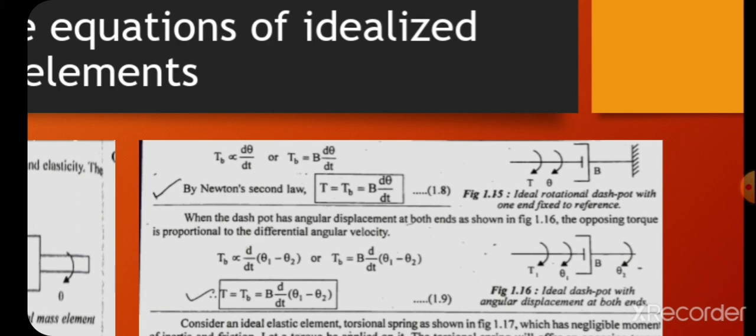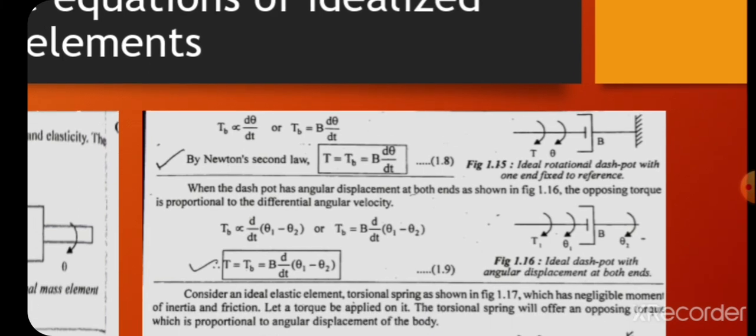So in the case of a translational system, for the dashpot it is F equal to FB equal to B into dx by dt. In the case of a rotational system, it is T equal to TB equal to B into d theta by dt. In the mechanical translational system, applied force is equal to opposing force is equal to B into dx by dt. But in the mechanical rotational system, applied torque is equal to opposing torque, that is equal to B into d theta by dt, where d theta by dt is the angular velocity.